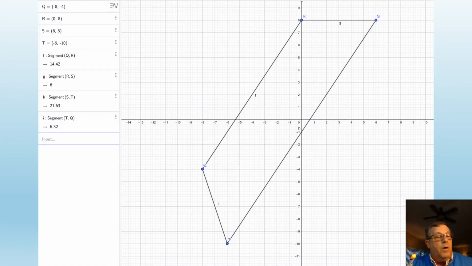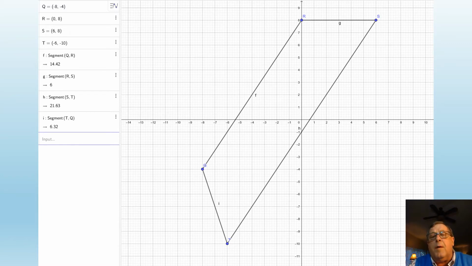Other tests about whether a quadrilateral is a trapezoid would include that if a trapezoid is an isosceles trapezoid, then each pair of its base angles are congruent. But we don't know anything about the angles so far. If it has one pair of congruent base angles, then it is an isosceles trapezoid. Well, we don't know anything about the angles. And then if the diagonals are congruent, then it is an isosceles trapezoid.